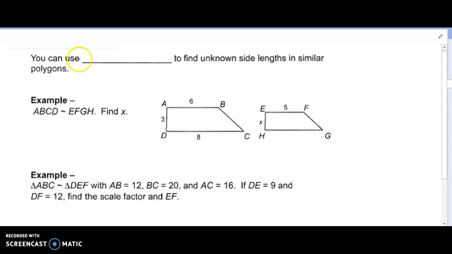All right, hopefully now that you've found it, we can go on, and we're going to do this entire page, not just these few things. So you can use proportions. And when I say proportions, think of a fraction, to find unknown side lengths in similar polygons. Okay, so here we're told that these two are similar. ABCD is similar to EFGH. And remember, order matters here.